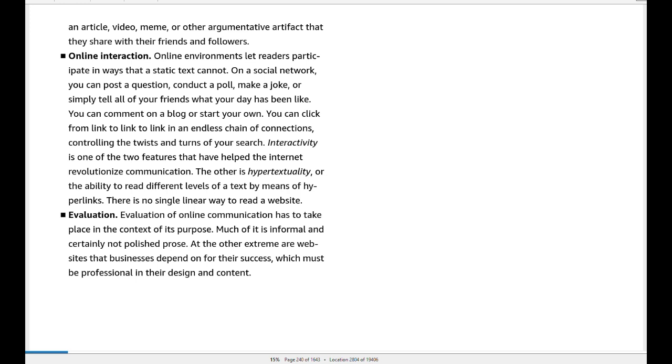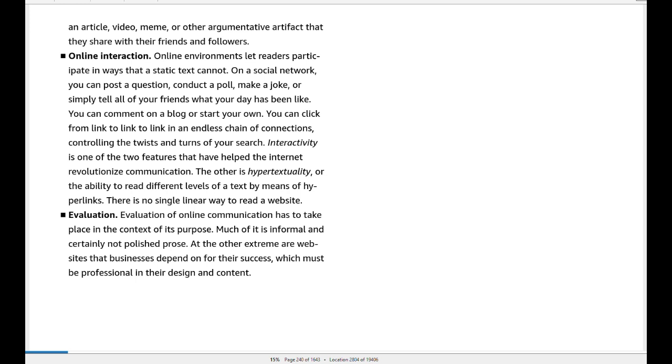Evaluation. Evaluation of online communication has to take place in the context of its purpose. Much of it is informal and certainly not polished prose. At the other extreme are websites that businesses depend on for their success, which must be professional in their design and content.